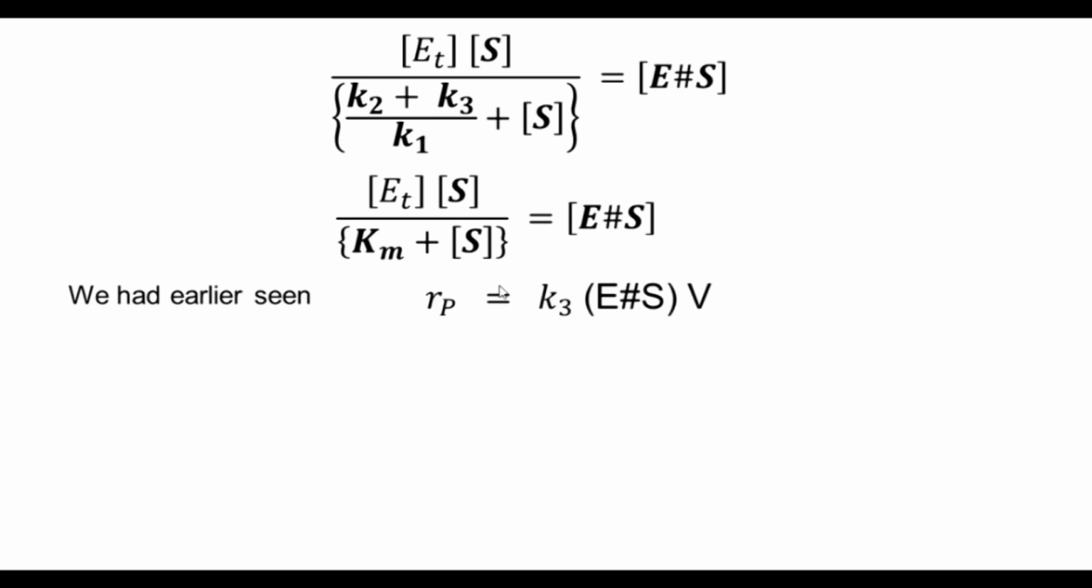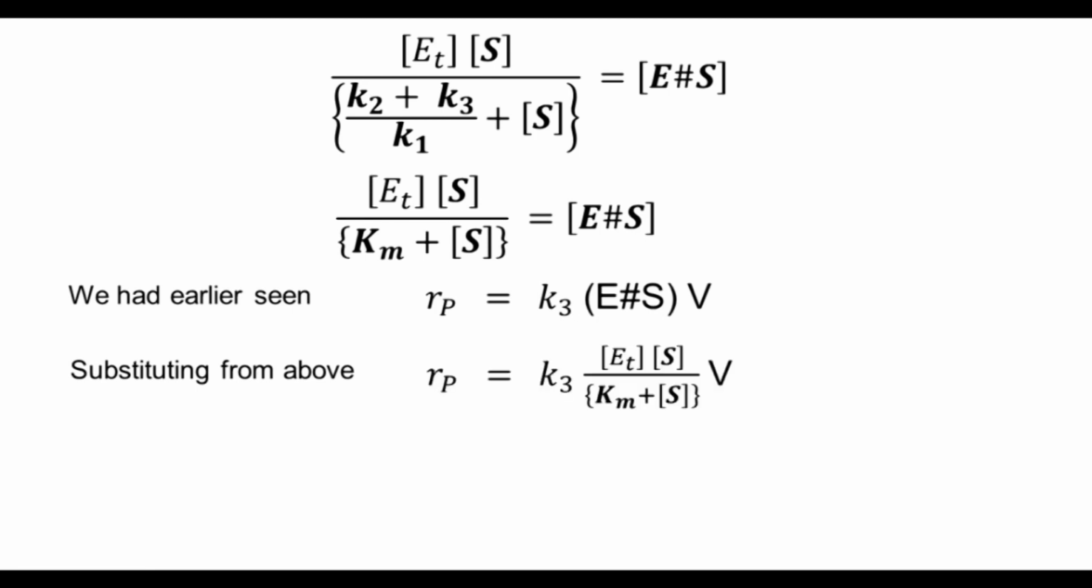And we had earlier seen that the rate of product formation in terms of a mass rate is K3 into ES into the volume. You can go back and check that equation. So if you substitute the enzyme substrate complex concentration from above, we get the rate of product formation is K3 into ETS by Km plus S in the place of enzyme substrate complex concentration times V. And if I say K3 into ET, the total enzyme concentration, if I call that Vm, Rp becomes Vm S by Km plus S into V. Note that Rp is on a mass basis.